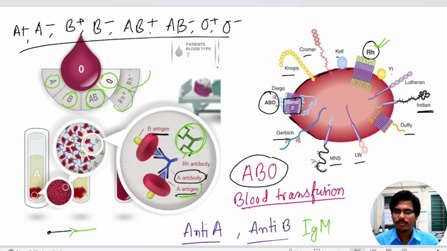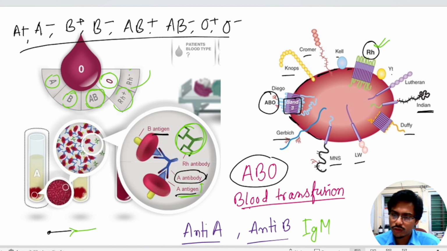Previously we have already discussed the surface proteins of the RBC. So this is the RBC. In the RBC, for the ABO blood group system, we already discussed the band 3 protein. Band 3 is a transmembrane protein on the surface of the RBC, and ABO antigens bind with the band 3 protein. Also, I'll go through exactly what H antigens are in this system.